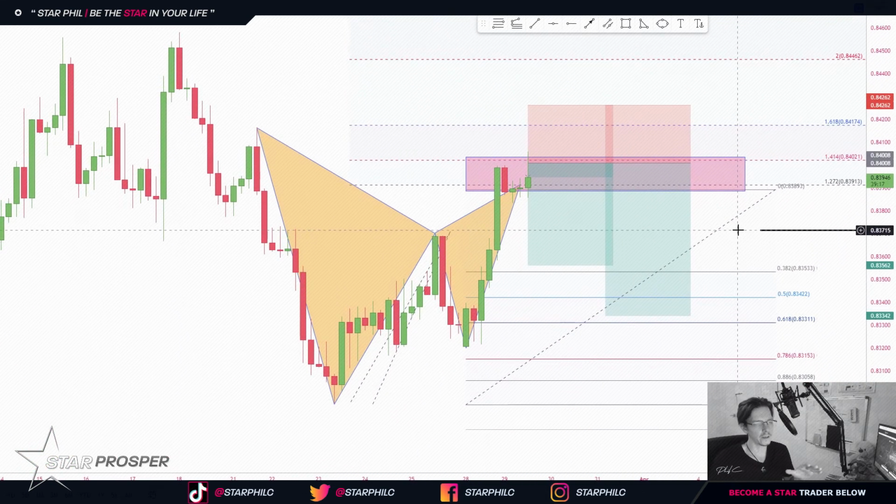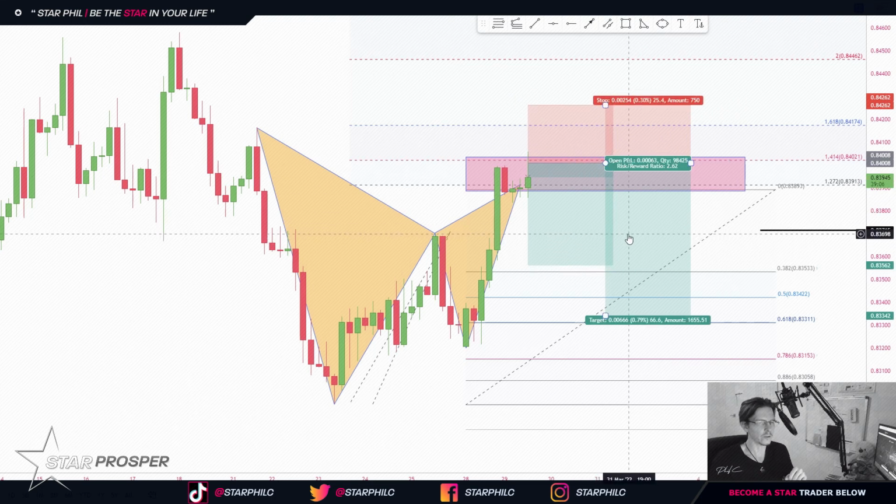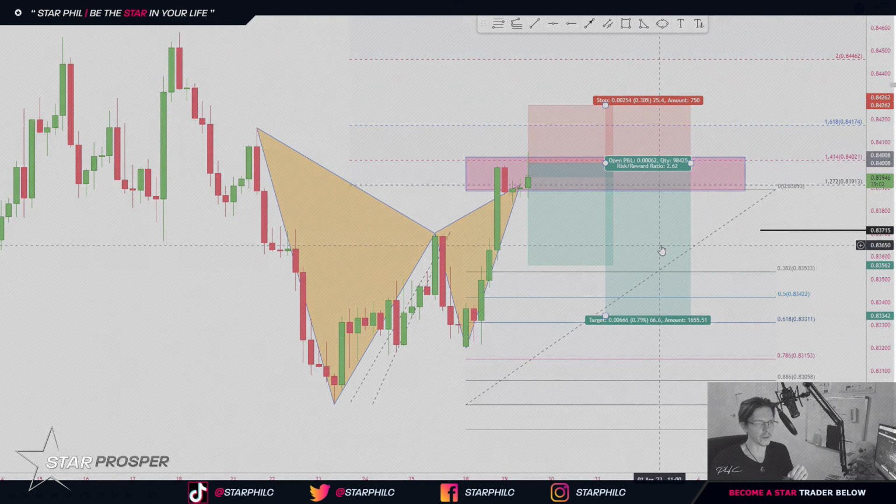So this is a good trade idea for those who do trade the euro pound on the 4-hour time frame and are trading the Gartley pattern. But this is a good example with how I would adjust my entry stops and targets here.